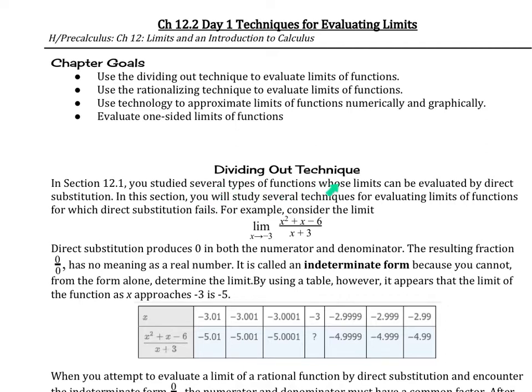So in the previous section, we looked at limits that can be evaluated by direct substitution. In these examples here, we're going to see that when we directly substitute the number here, -3, what's going to happen is we're going to get 0 over 0. And this has no meaning as a real number. It is called an indeterminate form because you cannot, from the form alone, determine the limit. We could use a table, and it appears that the limit of the function as x approaches -3 is -5.